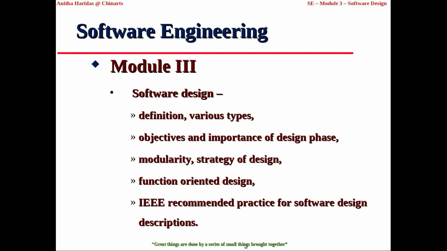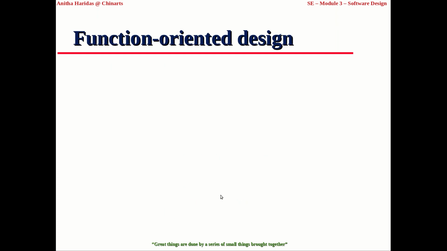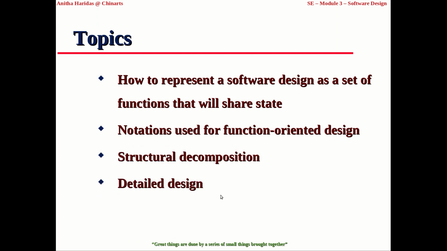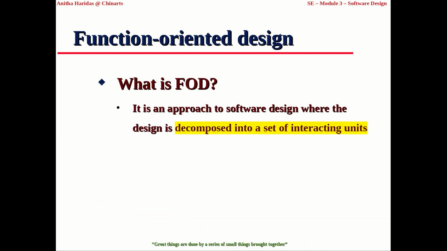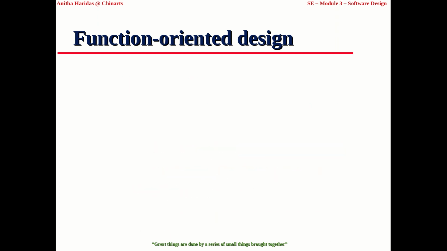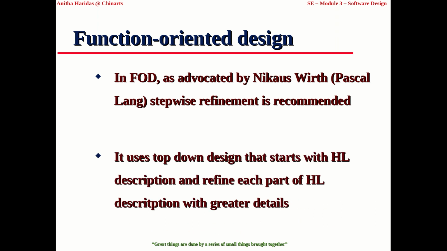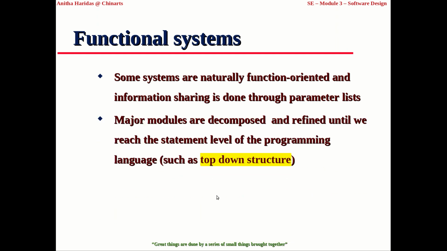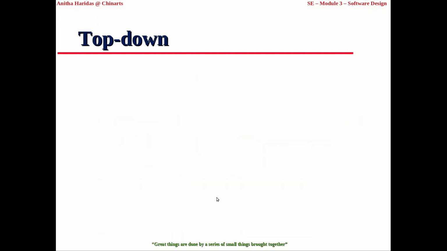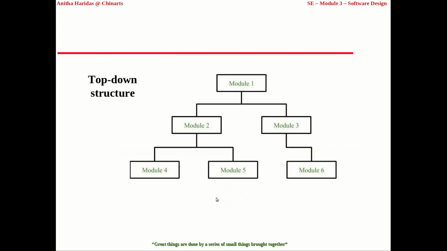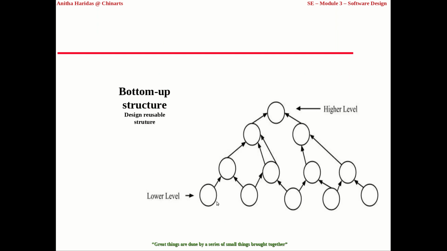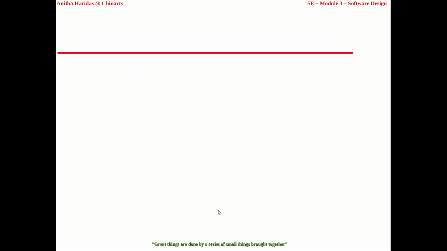As we are discussing the third module of software engineering, we are currently talking about function oriented design, in which we have discussed what is a function oriented design. We have also talked about how important the function oriented design is. We have also discussed what is a functional system, in which we have seen what is a top-down structure and what is a bottom-up structure, which is otherwise called as reusable structure. We have seen an example.